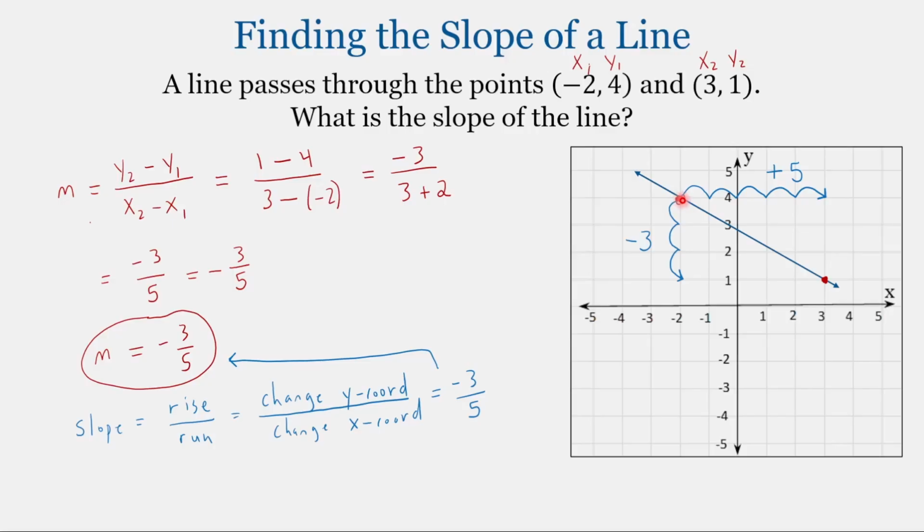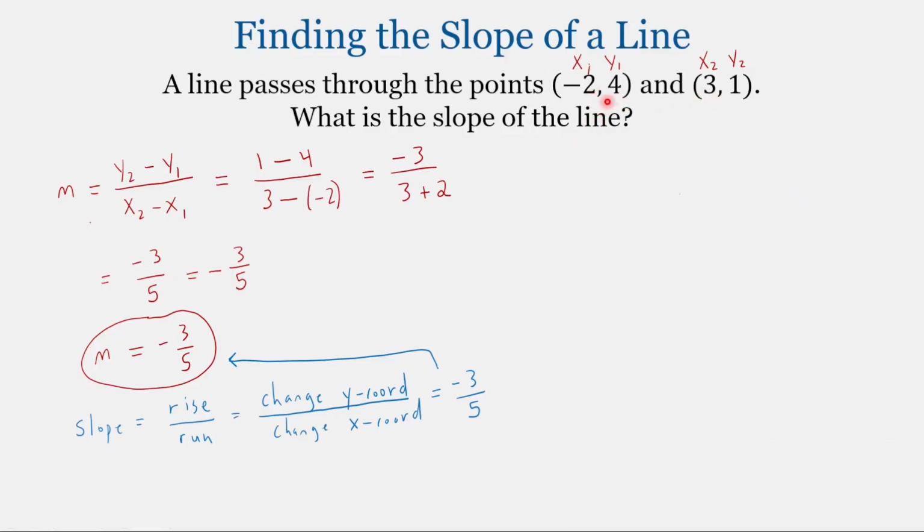So when we look at slope, we're asking, how is this rise changing? How are the y coordinates changing as we move left or right on the graph? So in this case, as we move 5 units to the right, we drop 3 units. Now, one of the main things to point out is your selection of point 1 and point 2.